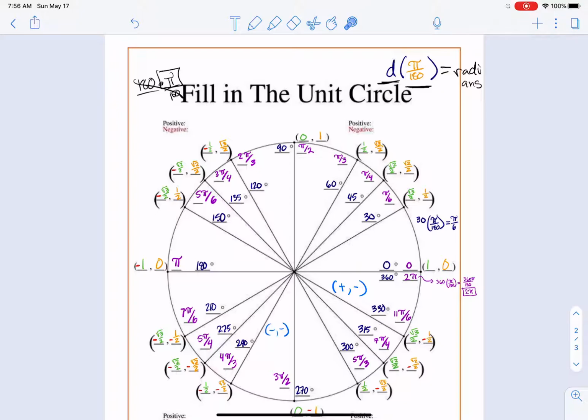Your job this week is to get comfortable with what this unit circle looks like. Make sure you write this down, look at it a few times, pay attention to it. And then also to understand that your exact trig values are going to come from these ordered pairs on the unit circle.